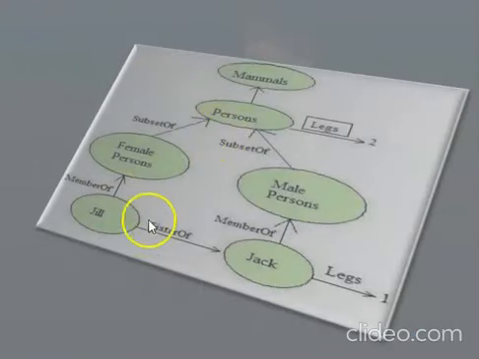For example, say Jill and Jack are two nodes and they are connected with the relation that Jill is the sister of Jack, and Jack has another attribute that it has only one leg. Jack is a member of male person, Jill is a member of female person. In turn, female persons and male persons are subsets of persons, the entity persons.